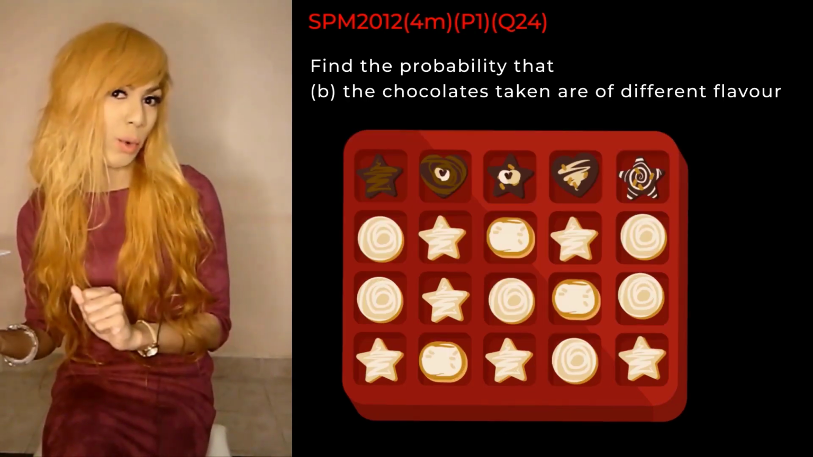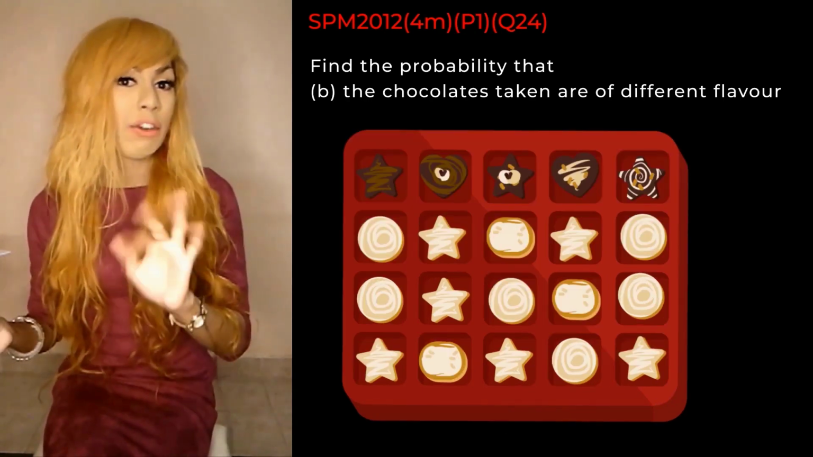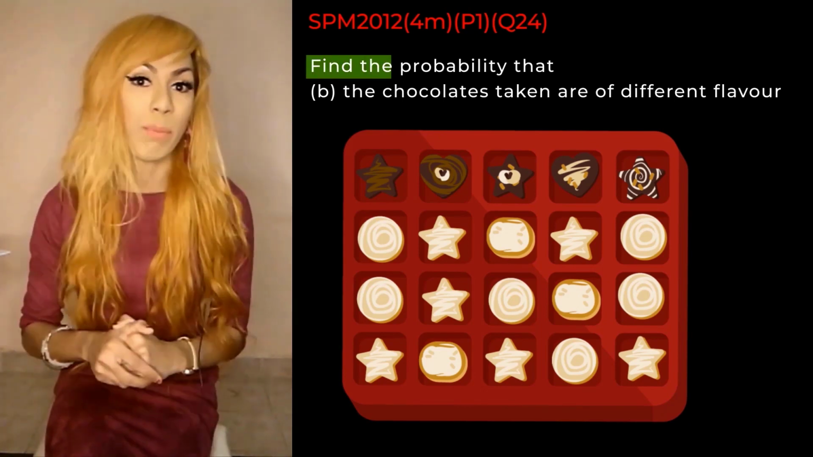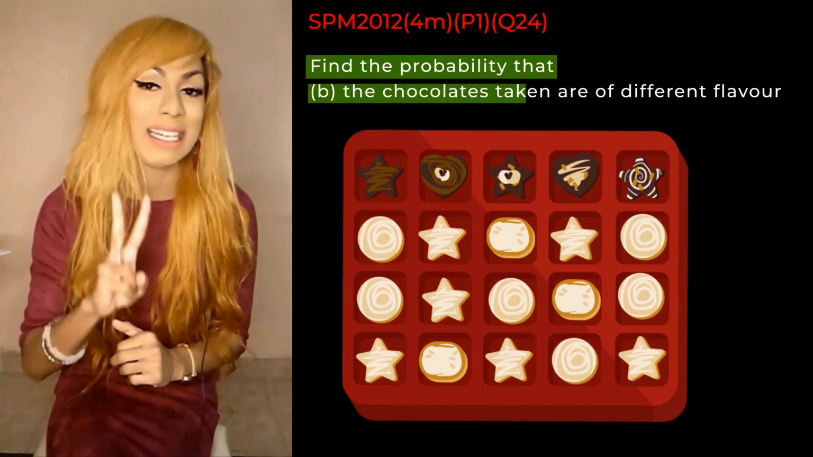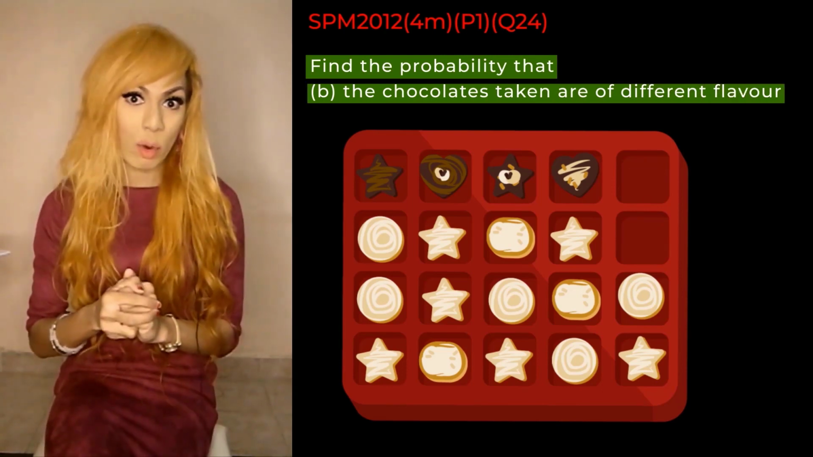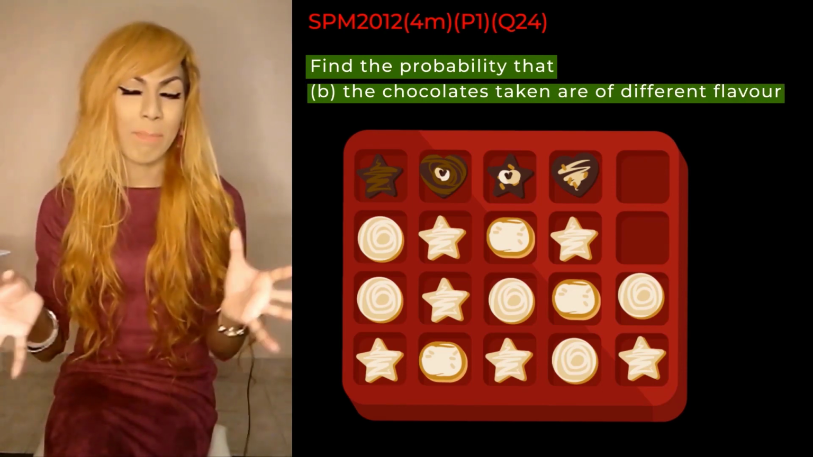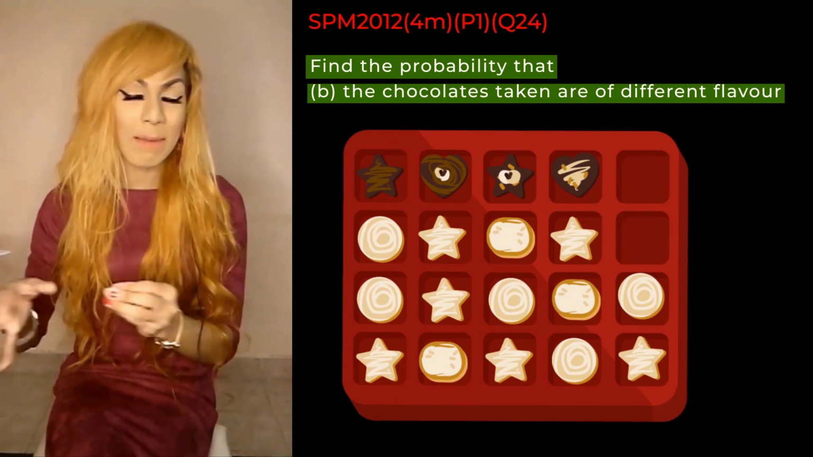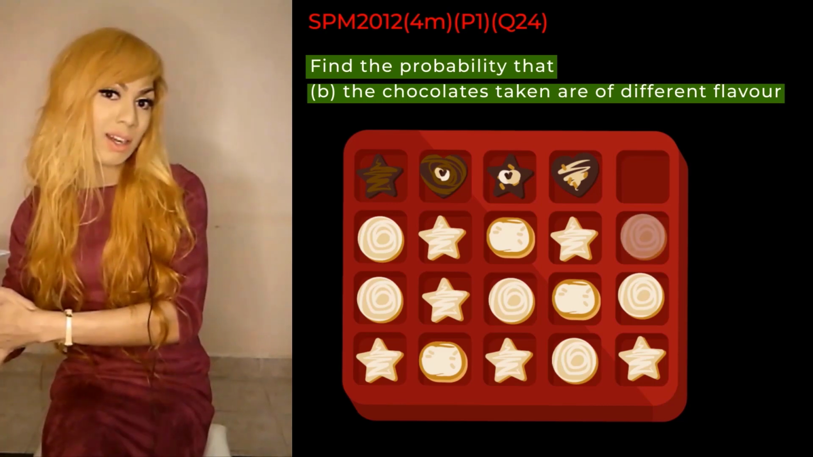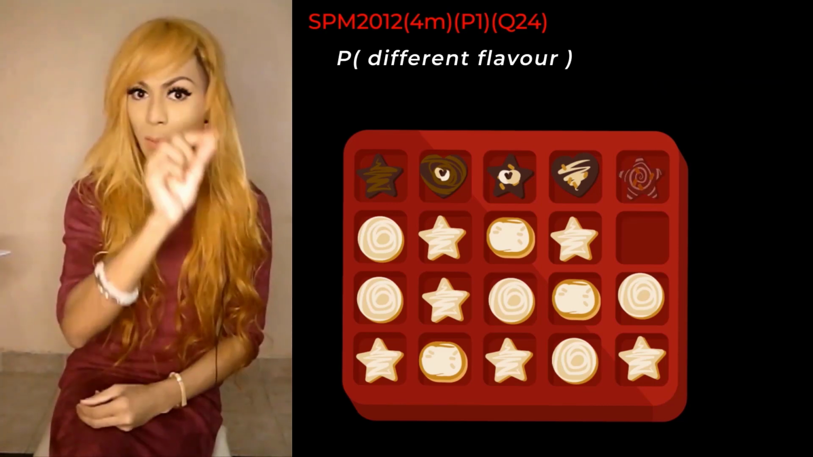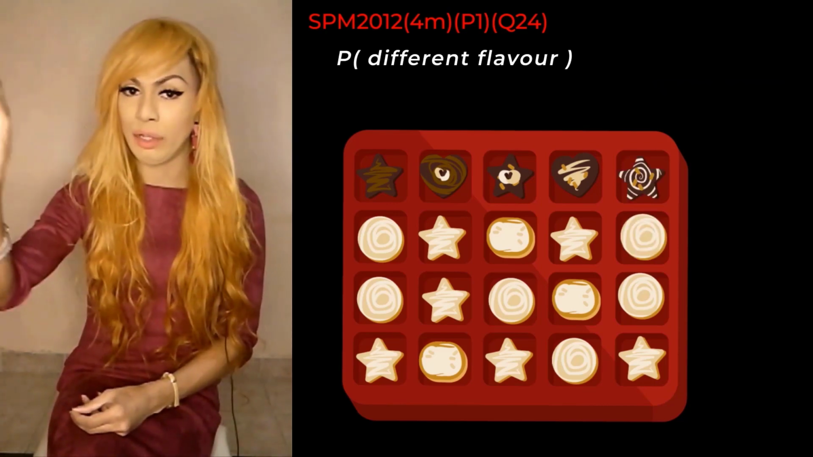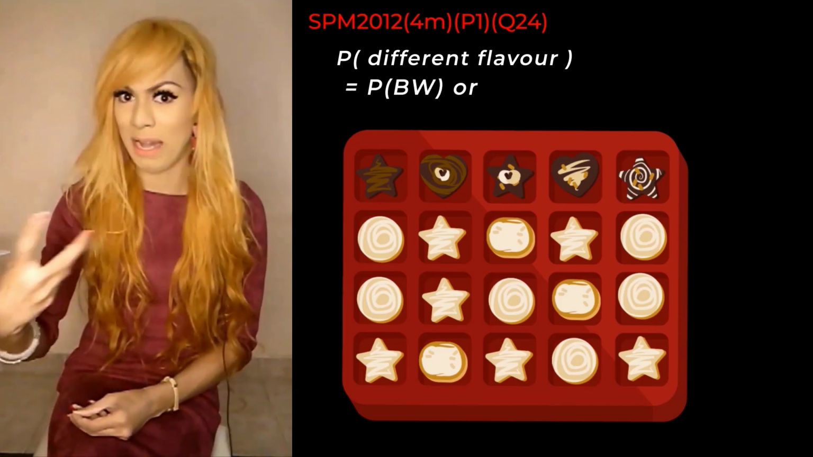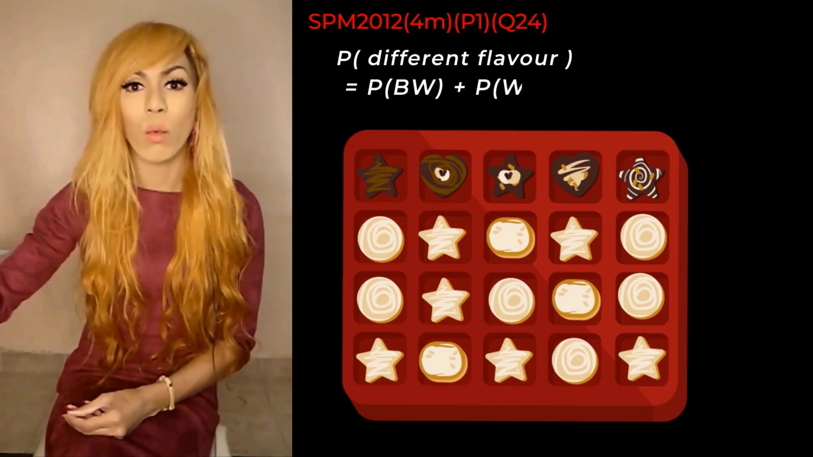The second part of the question would give you 3 marks. Just now is just 1 mark. So listen carefully. Find the probability of getting 2 different flavors. So it can be black first and then white, or it can be white first and then black. So we would write the probability of getting 2 different flavors, equivalent to P black white, or which is plus P white black.